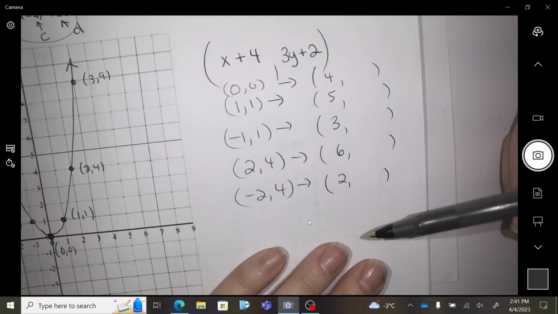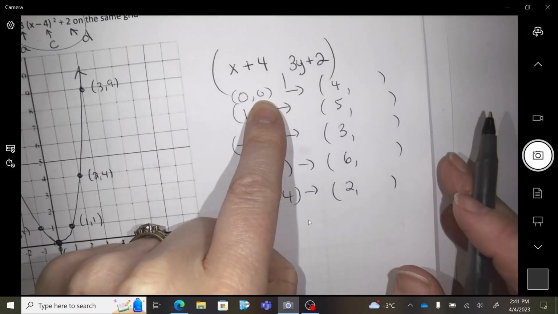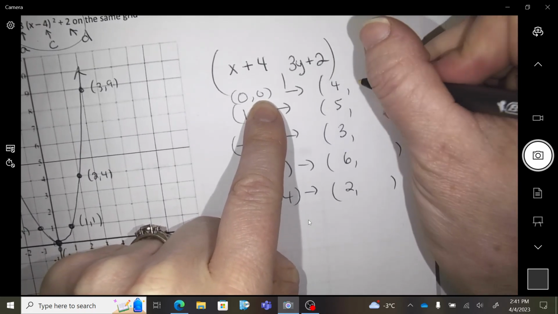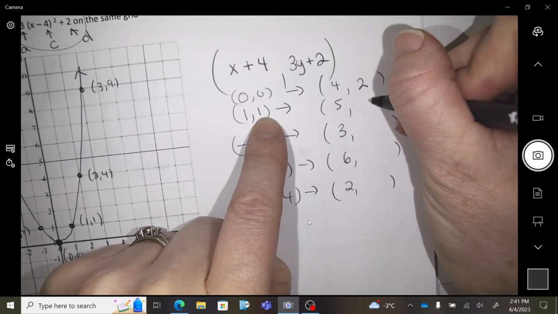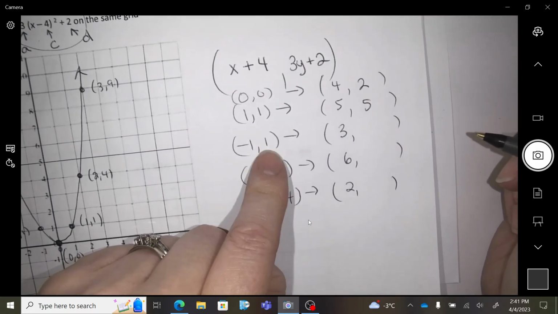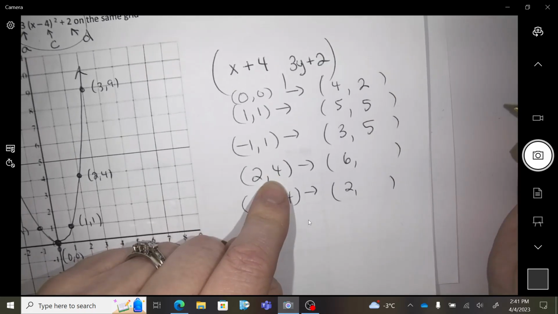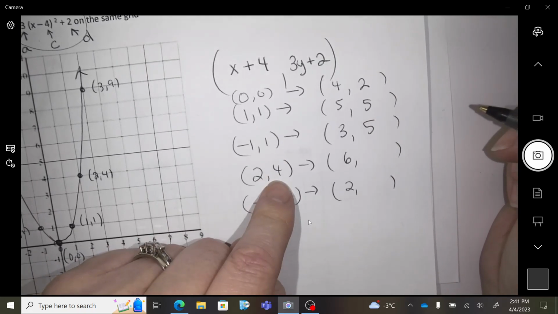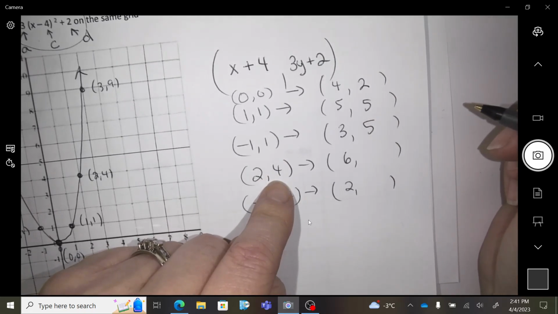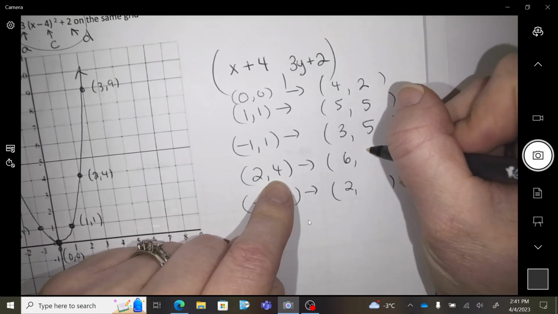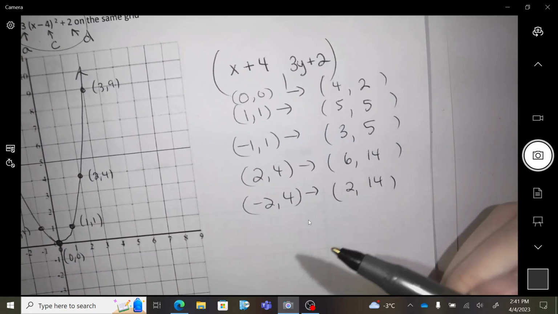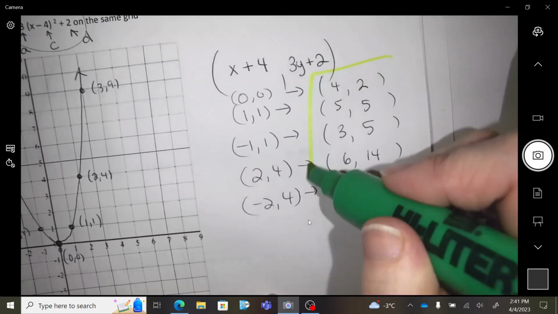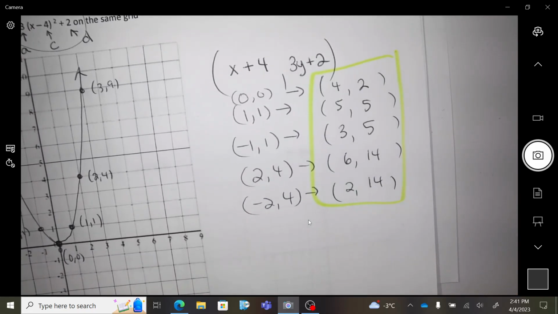Okay, gonna run all my y's through. So 3 times 0 plus 2 is 2. 3 times 1 is 3 plus 2, 5. This is also 5. 3 times 4, 12 plus 2, 14, 14. Can you graph me these coordinates now?